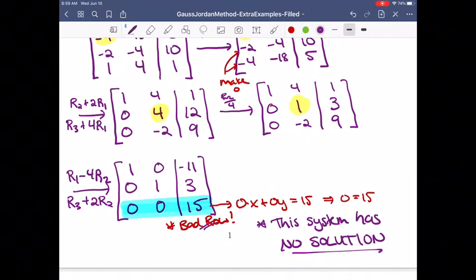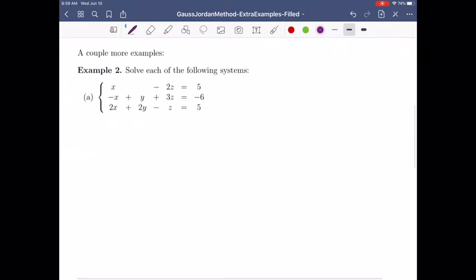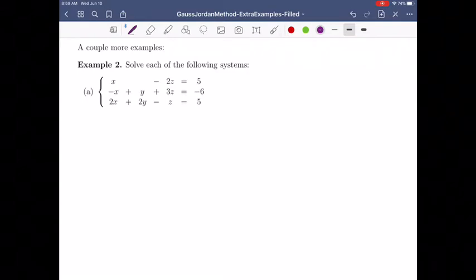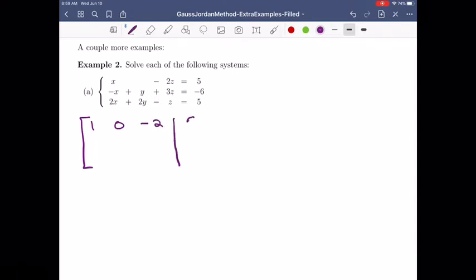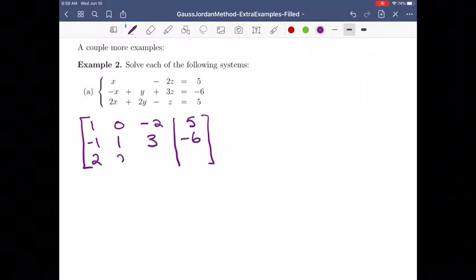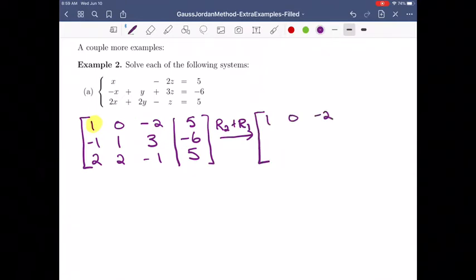Couple more to go. So we want to solve this system. Start by writing it into a matrix. So 1, 0, negative 2, 5, negative 1, 1, 3, negative 6, 2, 2, negative 1, 5. Okay, so we'll pivot here. So I want to make the things below it 0. So I'm going to do row 2 plus row 1. So in this step, I'm not changing row 1.